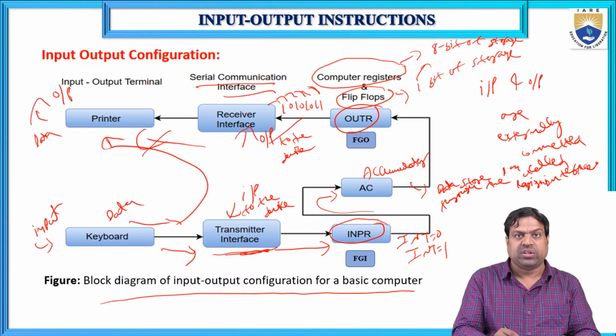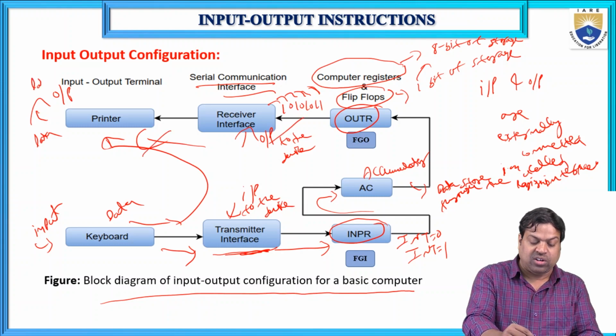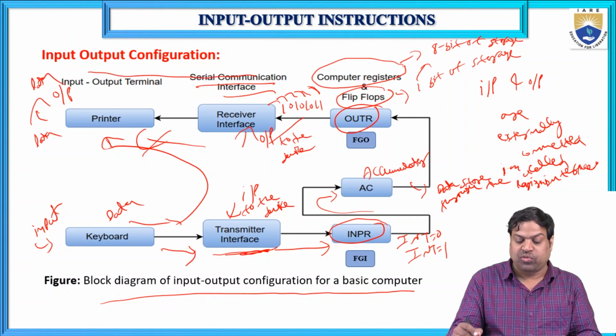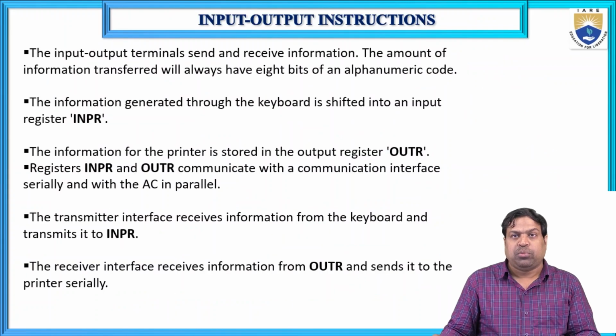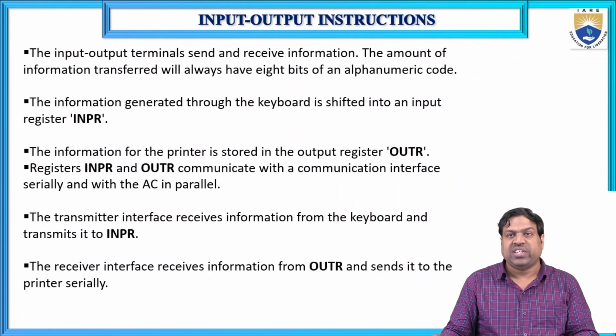So data input, data output. It is a data output. It is the input output configuration of a basic computer. The input output terminals send and receive information. The amount of information transferred will always have 8 bits of an alphanumeric code. The information generated through the keyboard is shifted into an input register INPR. The information for the printer is stored at the output register OUTR.